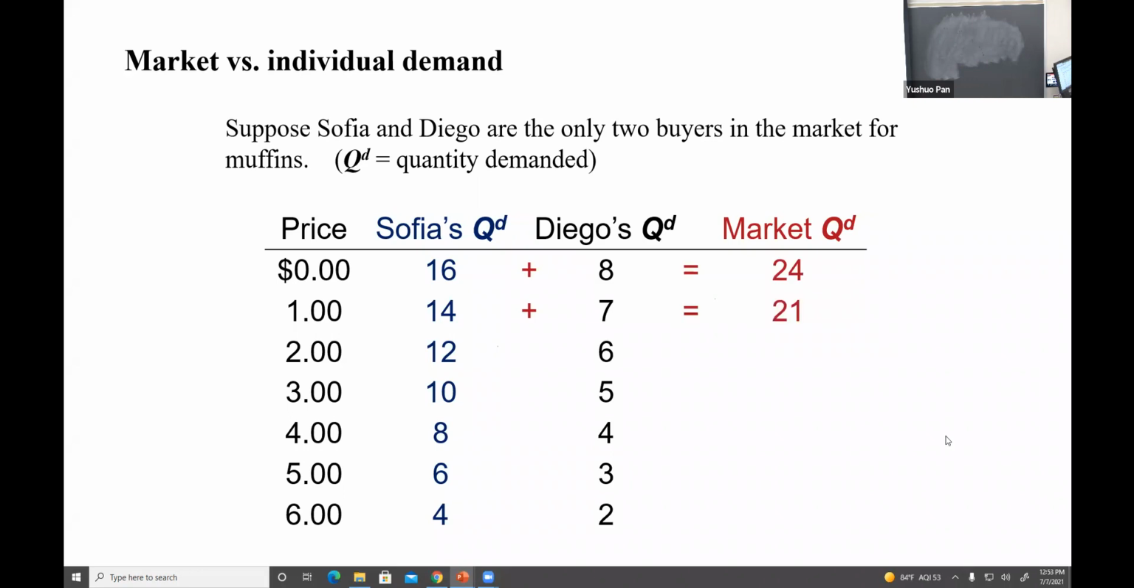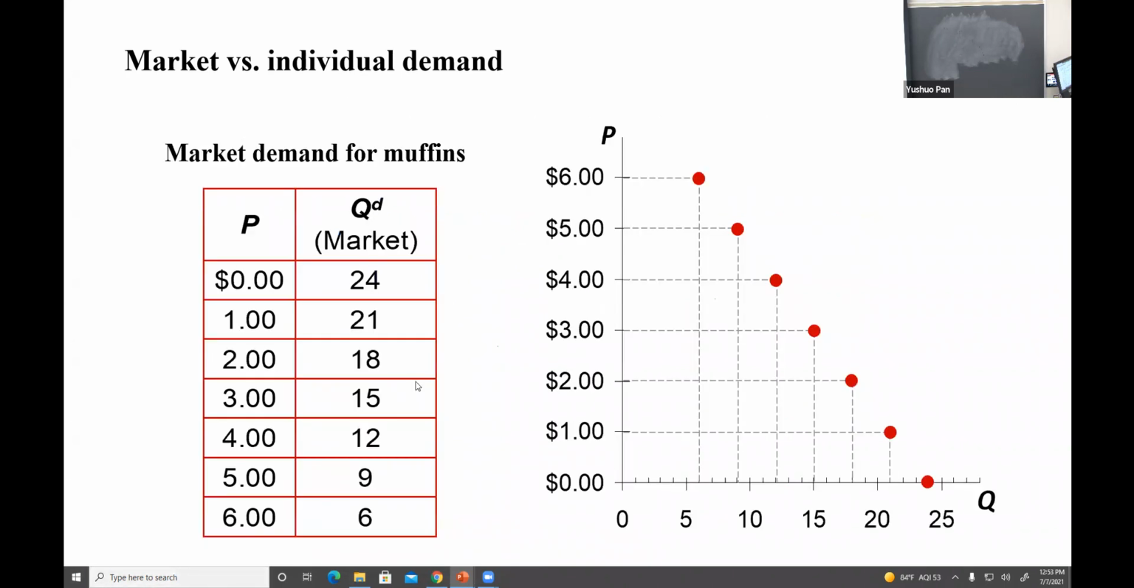So the second one, when price equals $2, 3, 4. After you have all the market demands, what you need to do? You only need two columns here. The first is the price column, and the second is the market column. Because you already sum up all individuals' quantity demanded. And you will get this chart, this table, the schedule.